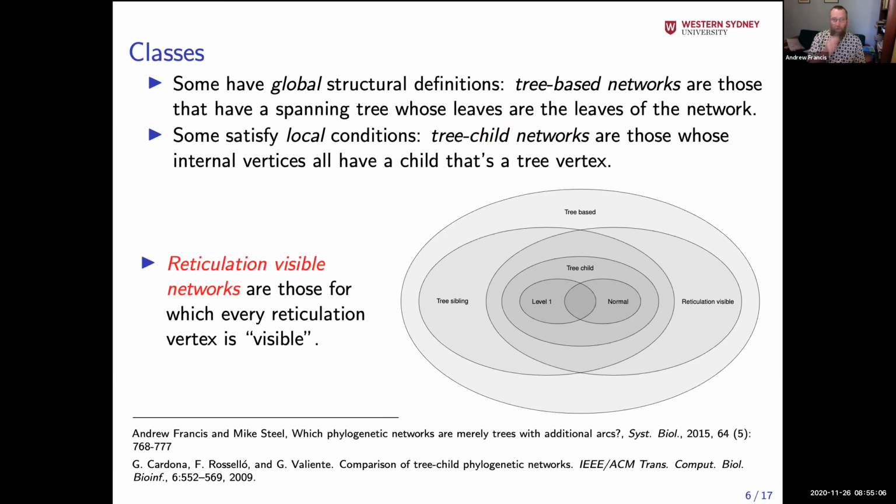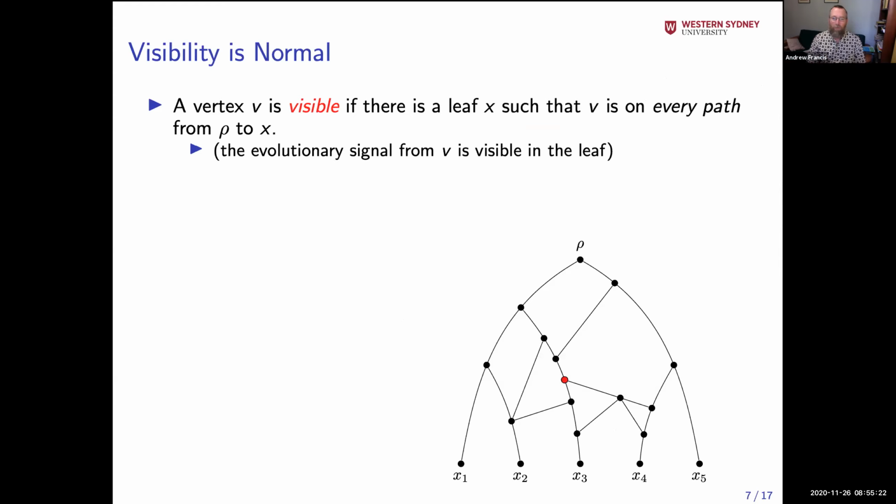And the reticulation-visible networks over here, which include the tree-child networks, but are included in the tree-based networks, are those for which every reticulation vertex is visible. And I'll tell you what visible is on the next slide. So a vertex is visible if it can be seen from the leaves. I think that's the intuition that you should try to hold. So what does it mean to be seeable from the leaves? It means that there is a leaf on the network for which that vertex is on every path from the root to the leaf.